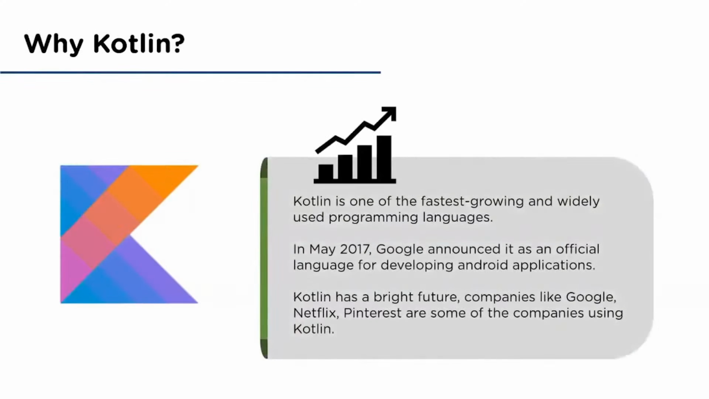So why Kotlin? Kotlin is one of the fastest growing and widely used programming languages. In May 2017, Google announced it as an official language for developing Android applications. After this announcement, the jobs for Kotlin increased in large numbers. Since then, the job openings for Kotlin get doubled every 3 months as per DICE.